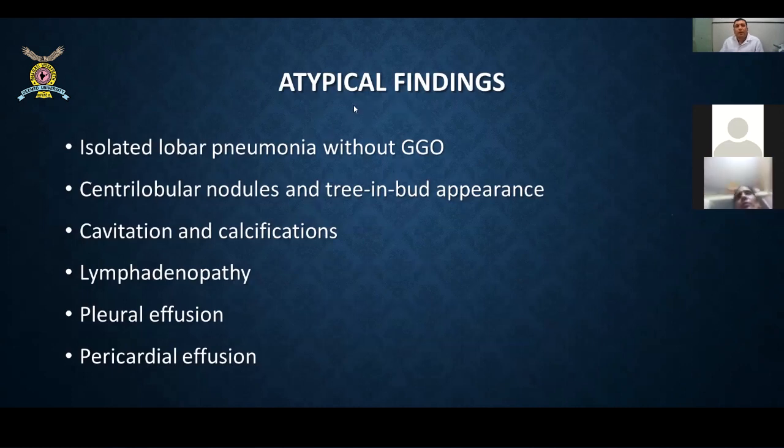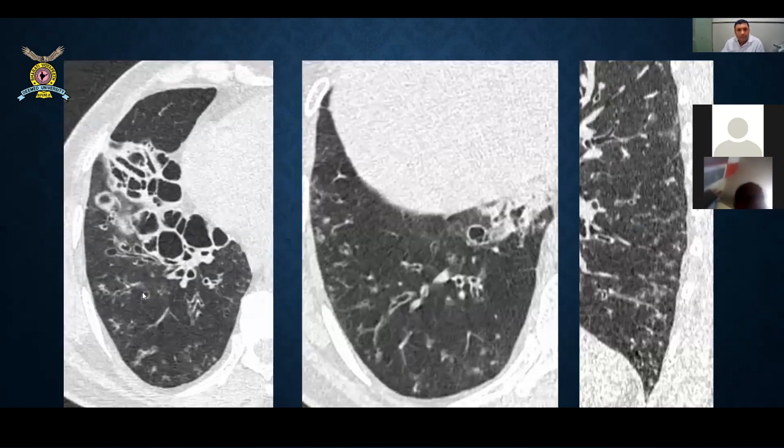Sometimes you may see atypical findings. Atypical findings are seen in less than 5% of patients. And if you see these findings, you should think of some other alternative diagnosis. The atypical findings are isolated lobar pneumonia without ground glass opacity, multiple nodules, typically tree bud appearance, cavitation and calcification, presence of abnormal lymph nodes in the mediastinum, pleural effusion and pericardial effusion.